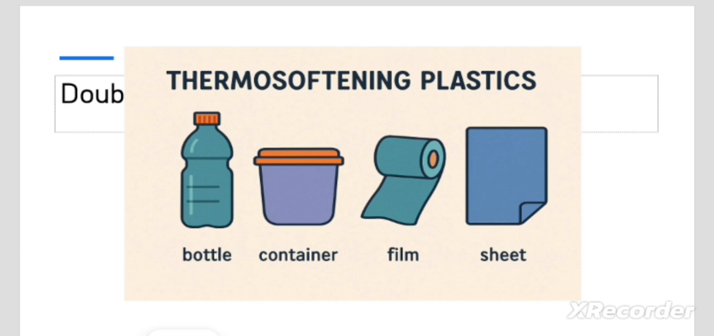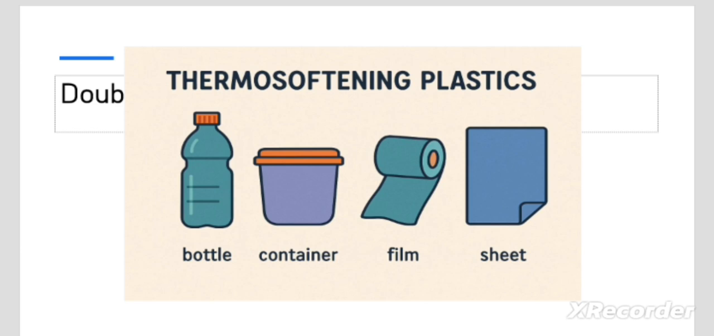It is soft and flexible. It is made of straight polymer chains. It has no strong bonds between chains. It is easy to separate. It can be recycled easily. It is less strong but easy to work with. Like the bottle, other examples are also given here, like container, film, and sheet. These are examples of thermosoftening plastics.